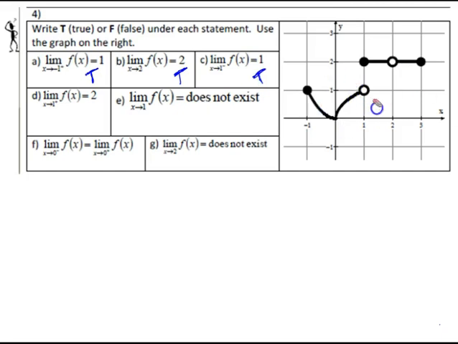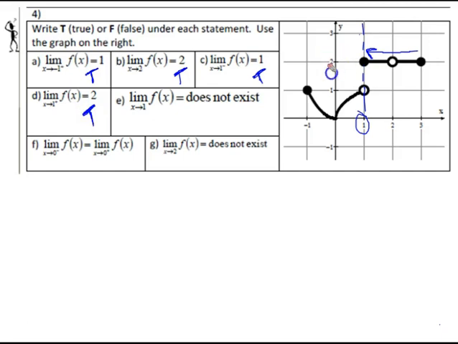So far, so good. Part D, we want the limit as x approaches 1 from the right-hand side. So the right-hand side would be this piece over here. Drawing this dotted line might help sometimes because you can separate the left from the right. So as we approach it from the right-hand side, it looks like we're reaching this y value of 2. So that would be true as well.